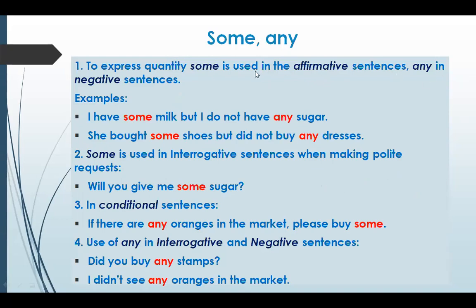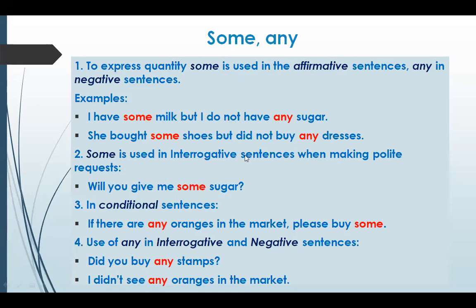So अभी हमने पढ़ा कि some और any जो है वो दोनों quantity और numbers दोनों के साथ use होते हैं, ठीक है? So to express quantity, अगर आप positive way में ले रहे हो तो we use some. If it is a negative, then any. जैसे I have some milk. It's a positive statement. Affirmative कि हाँ मेरे पास थोड़ा सा दूध बचा है, but I do not have any sugar. मेरे पास sugar नहीं है.